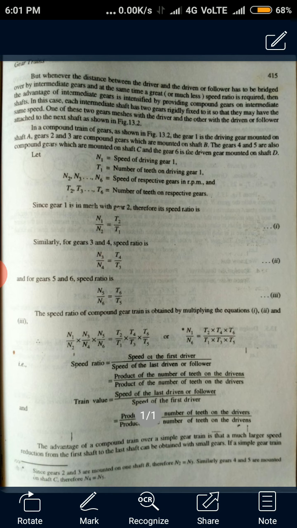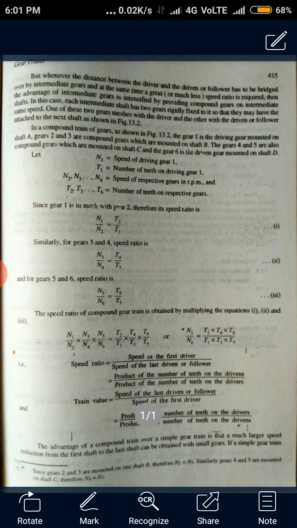So in case 1, gear 1 meshes with what? Gear 2. So gear 1 is a driver, gear 2 is a follower. Just as you see in the sketch, you can write the speed ratio N1 by N2 equal to T2 by T1. So you can call this equation number 1.